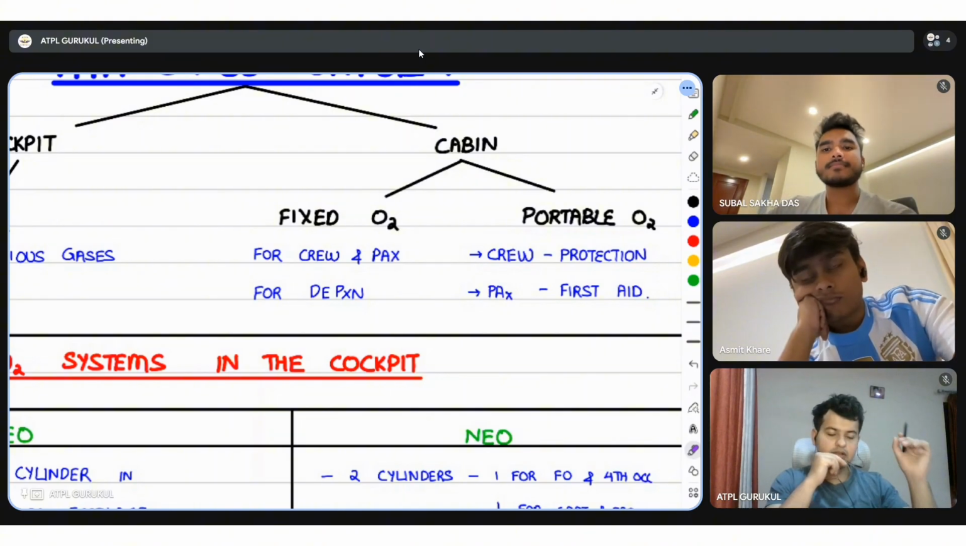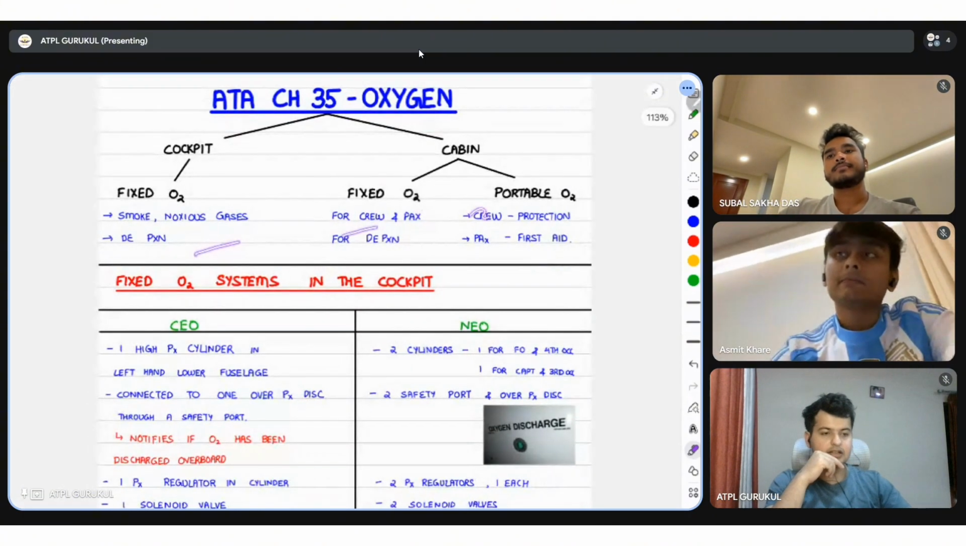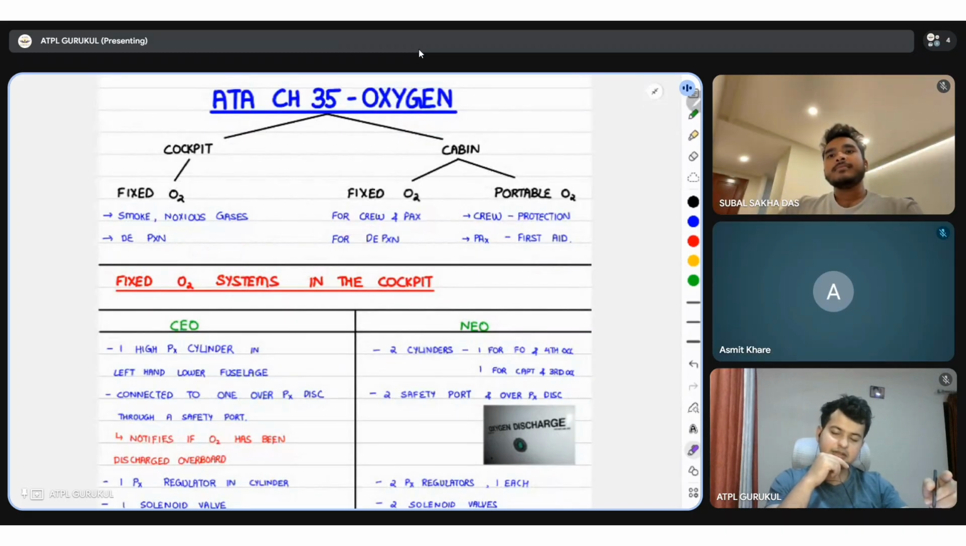Okay. So we have basically these three systems. You can also go through the FCOM in the description section.